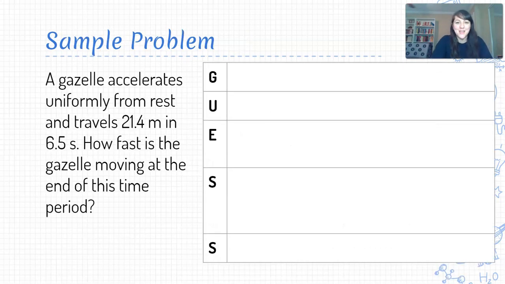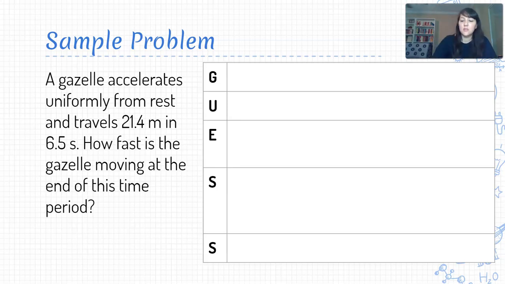So let's walk through an example. All right. So say we've got a gazelle that is accelerating uniformly from rest and travels 21.4 meters over the course of 6.5 seconds. And we want to figure out how fast the gazelle is moving at the end of this time period. So we start with G, our givens. What information is given to us? And sometimes it's numbers that are explicitly laid out. Sometimes it's numbers that we have to kind of interpret are there.